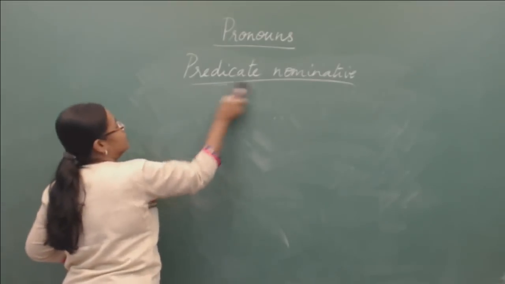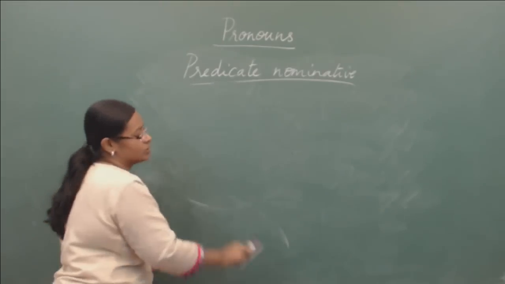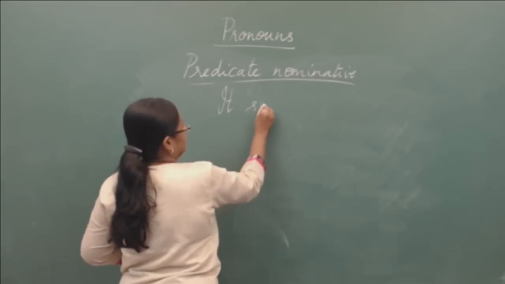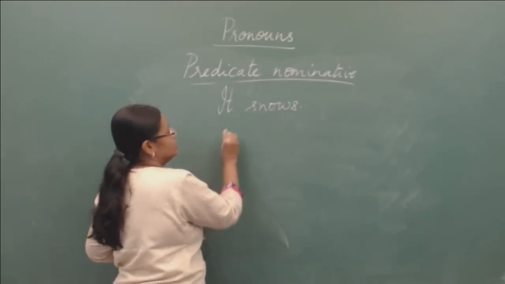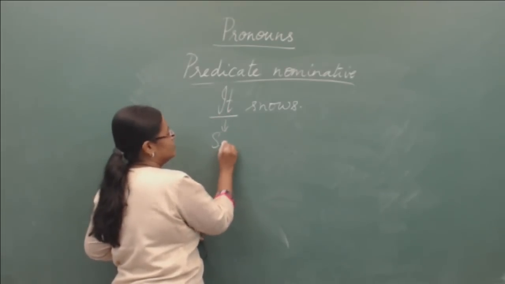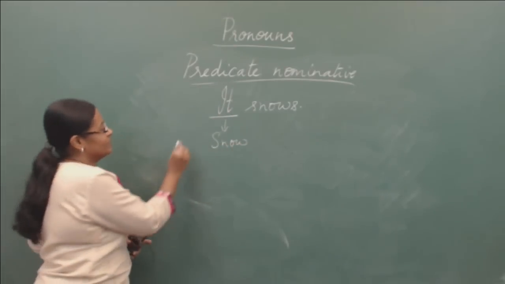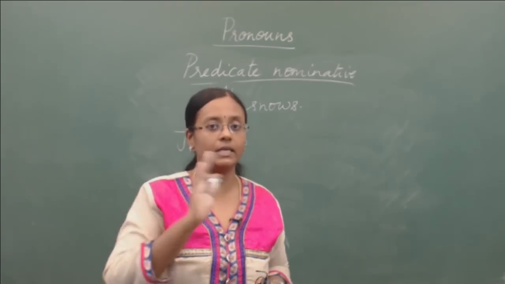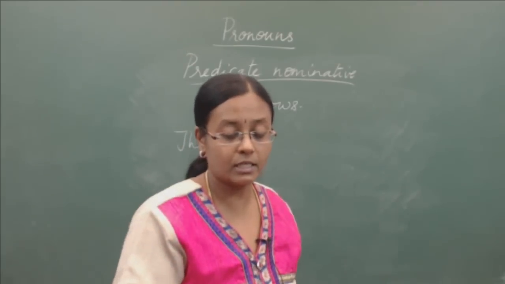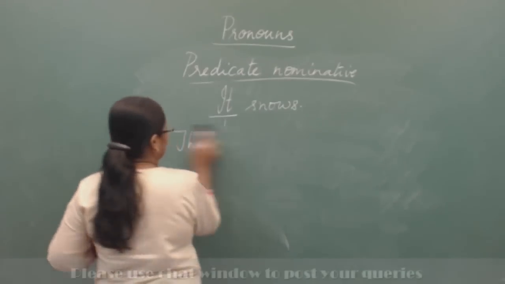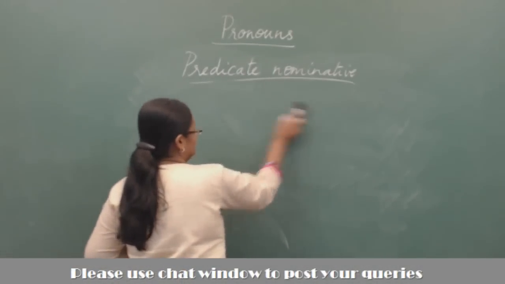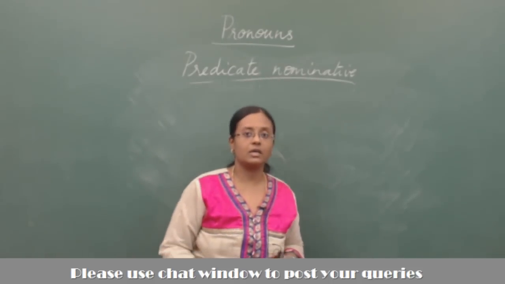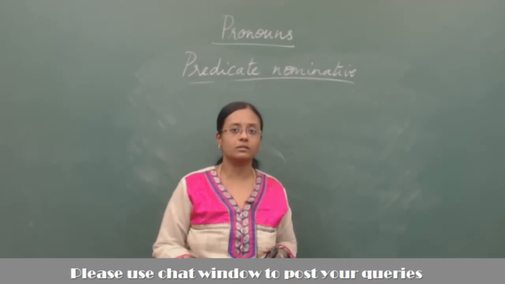Then we say it snows. It refers to nothing but the snow. But instead of saying the snow snows or the rain rains, we say it rains, it snows. And we also use it to talk about the weather, to talk about time. It is 10 o'clock, it is hot, it is very cold, right?